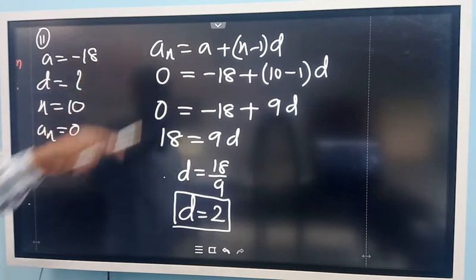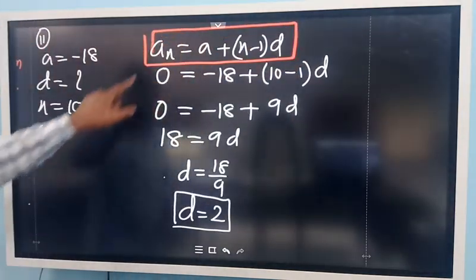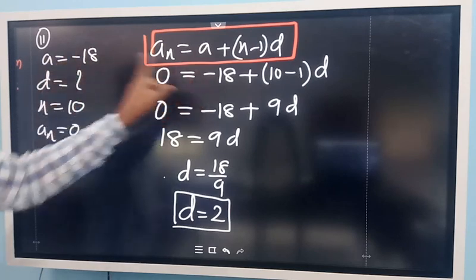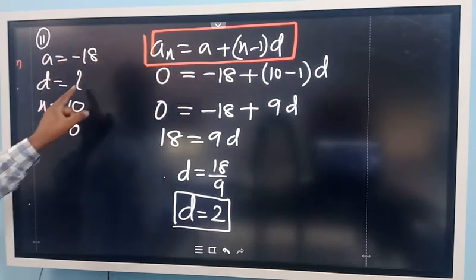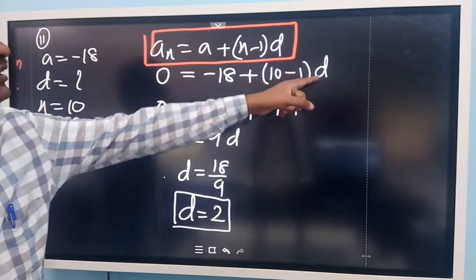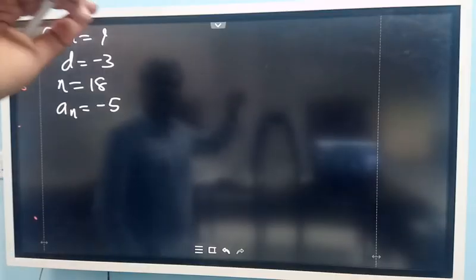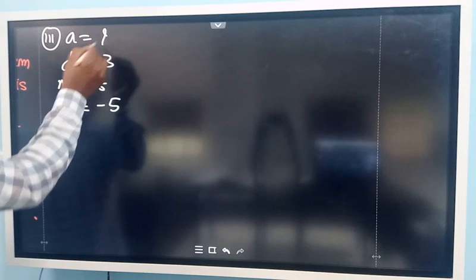So substitute in this formula. This is the nth term formula. So here AN you have to write 0. A is equal to minus 18. So N value, it is given 10 minus 1 into D. So if you simplify, you will get D is equal to 2. Common difference is 2.